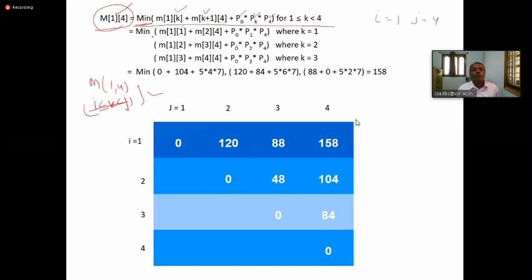For this, I am going to take K varying from 1 is less than or equal to K is less than 4. Initially, I'll take K is equal to 1, K is equal to 2, K is equal to 3. The remaining is the same. That means M of 1, 1 plus M of 2, 4 plus P of 0, P1, P4. K is equal to 1, then K is equal to 3, this is the value.